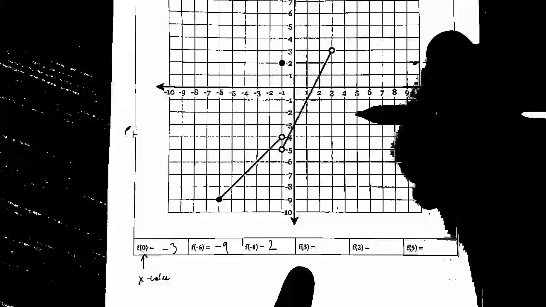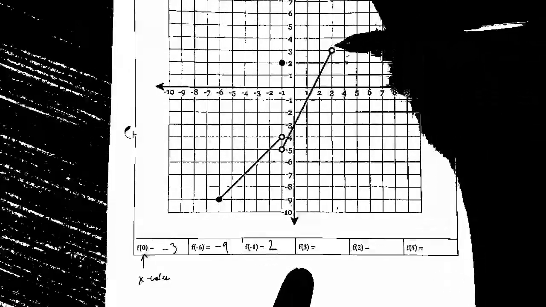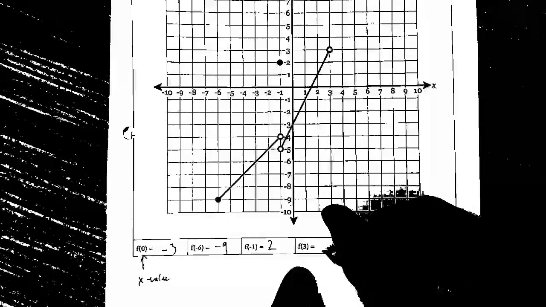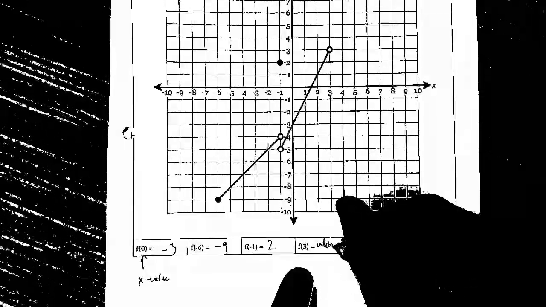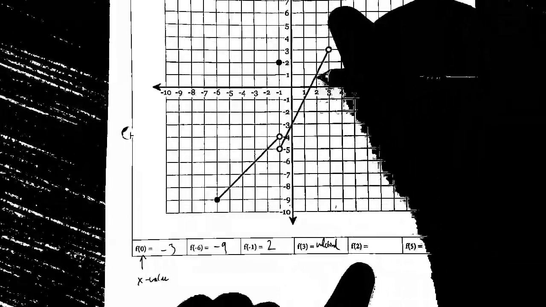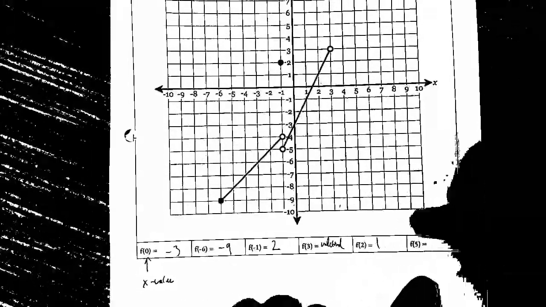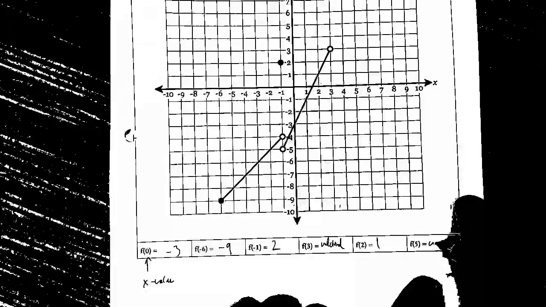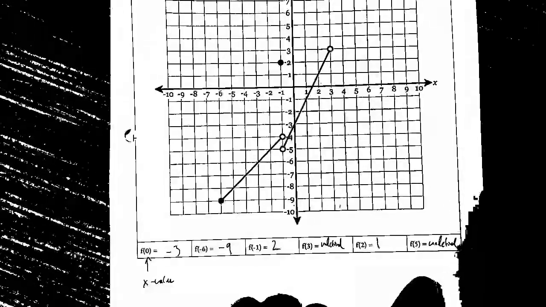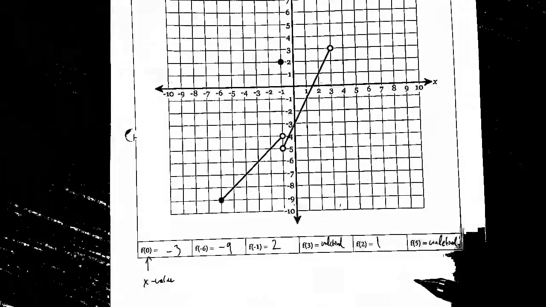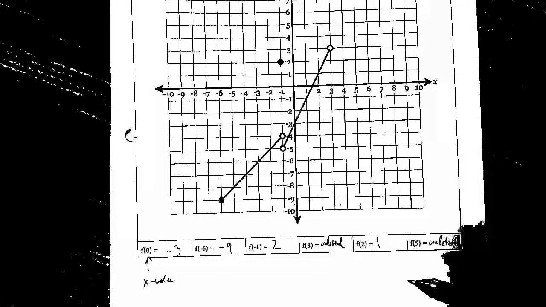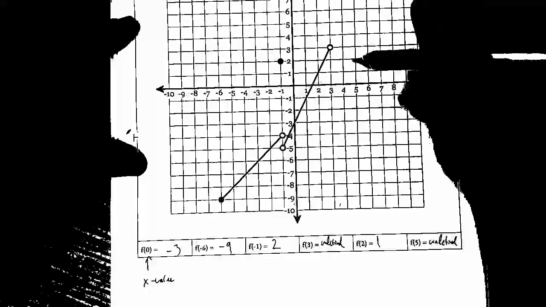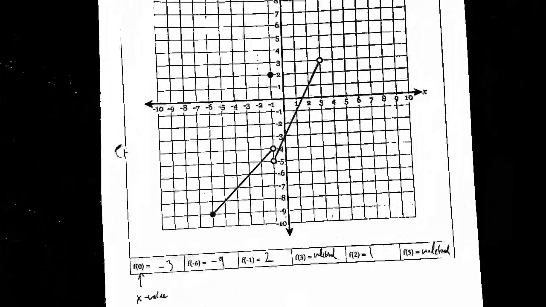Okay? F of 3, here, it's completely open. There is no filled at all. So that's undefined. F of 2 is just 1, and f of 5 not on the graph at all, so that is also undefined. So only if it's solid, only if it's filled does it have an output. If it is not, if it's open or there's nothing there, it's undefined. Okay?